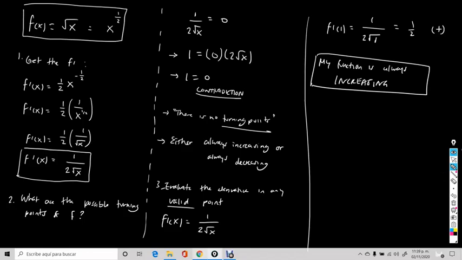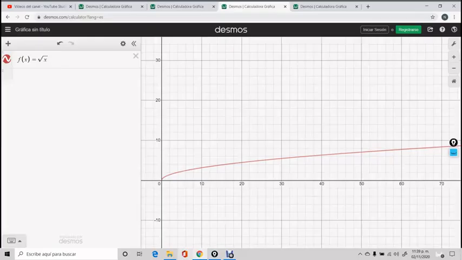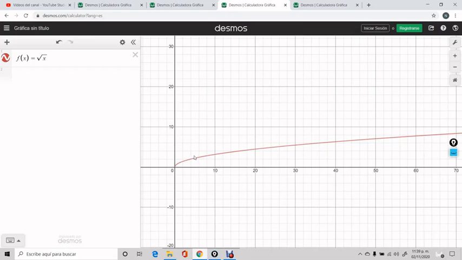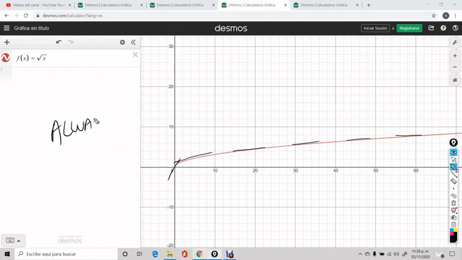Like I already showed you in the graph, it's always increasing. When you draw the tangent to this function anywhere, it doesn't matter, you always get that the slopes are positive, always positive. Positive, positive, positive. This function is always increasing. All right, perfect.